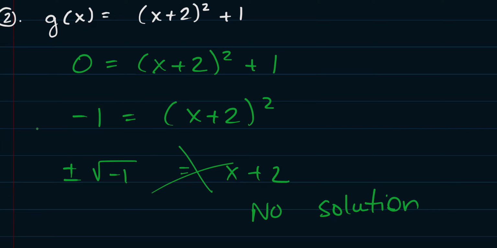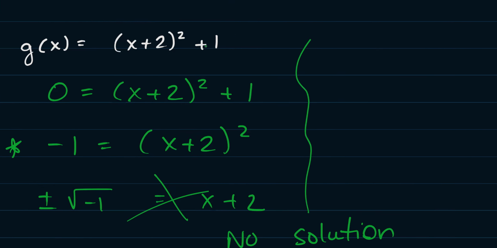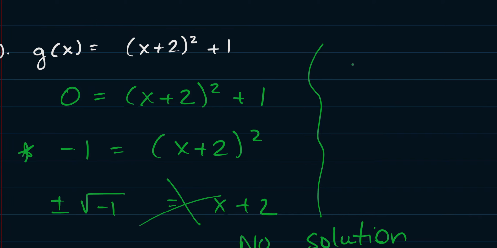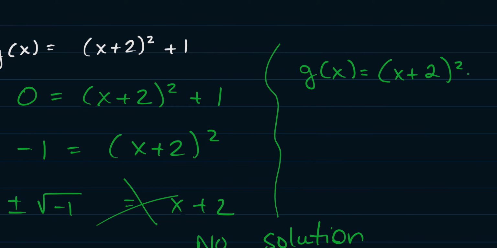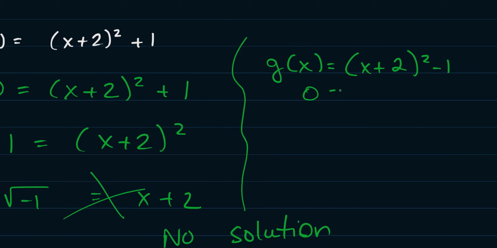And you should probably have stopped here, but it's okay if you didn't notice it at that time. You have a square of something equaling a negative, which is not true. But just so we have some practice, let's put a -1 here. So let's say the function was actually (x plus 2) squared minus 1. Let's compare these.